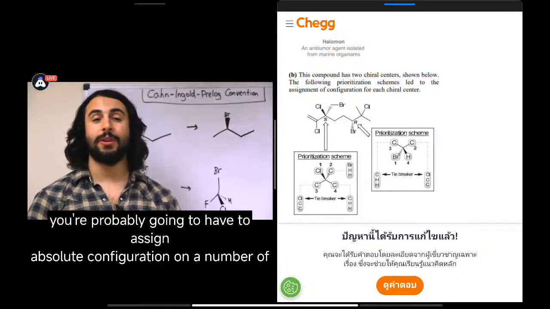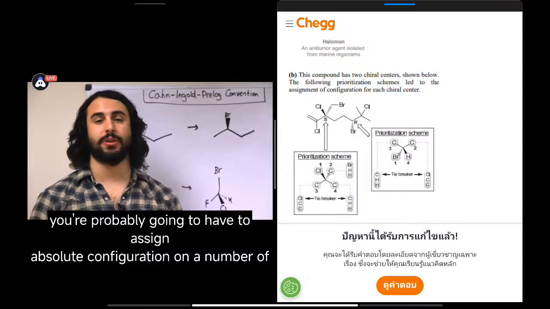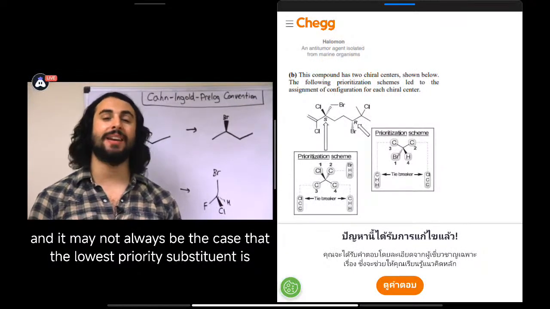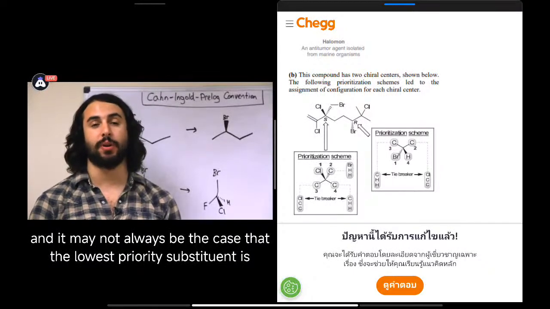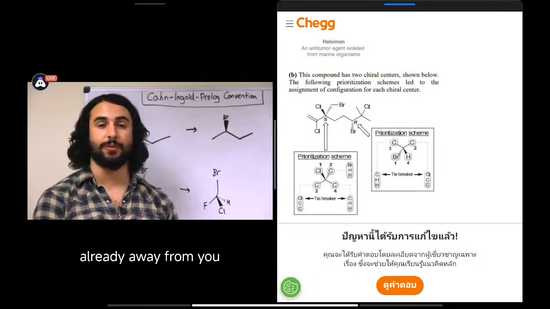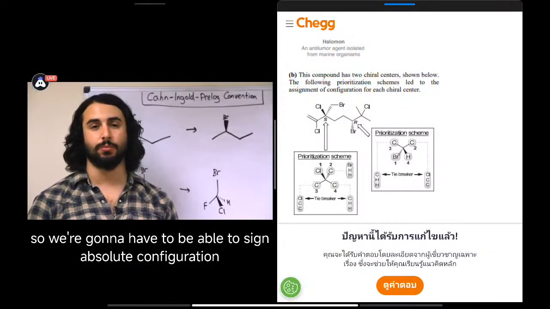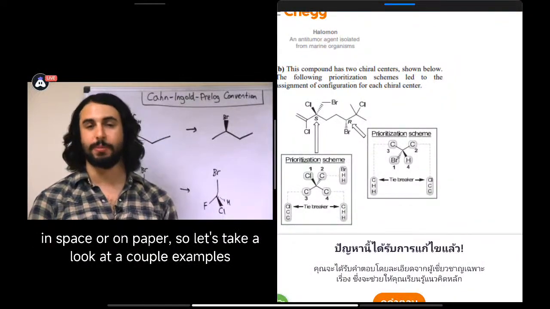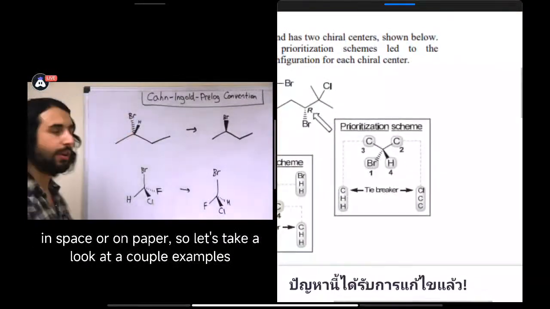Now, you're probably going to have to assign absolute configuration on a number of different kinds of chiral centers, and it may not always be the case that the lowest priority substituent is already away from you. So we're going to have to be able to assign absolute configuration regardless of how the substituents are oriented in space or on the paper. So let's take a look at a couple of examples.